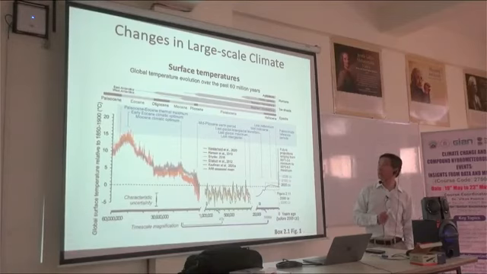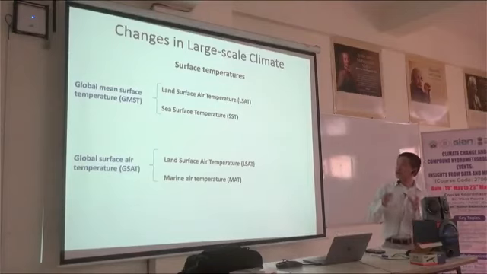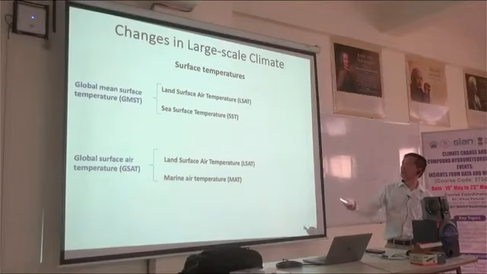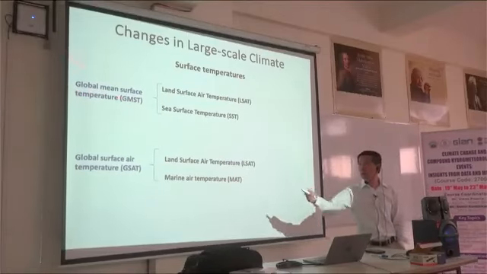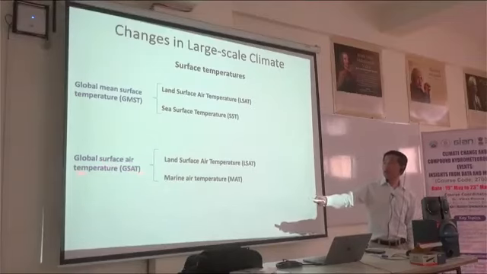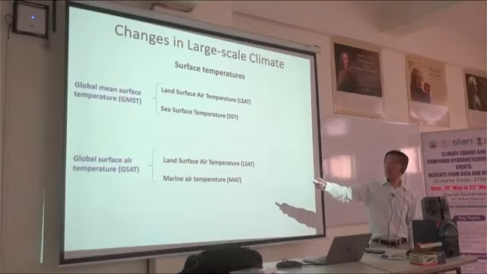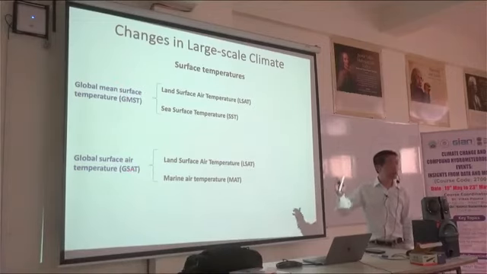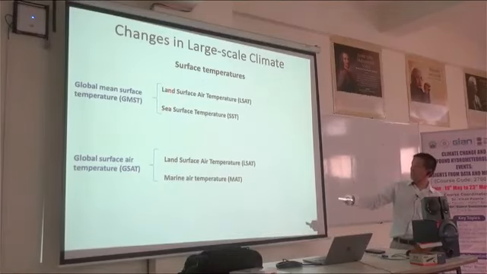And for modern time, when we talk about surface temperature, there are 2 different ways. When you read the literature, you have probably heard GMST or GSAT. You need to know what they are actually talking about. GMST refers to global mean surface temperature, and GSAT is global surface air temperature. So the main difference between these two is really the ocean part.